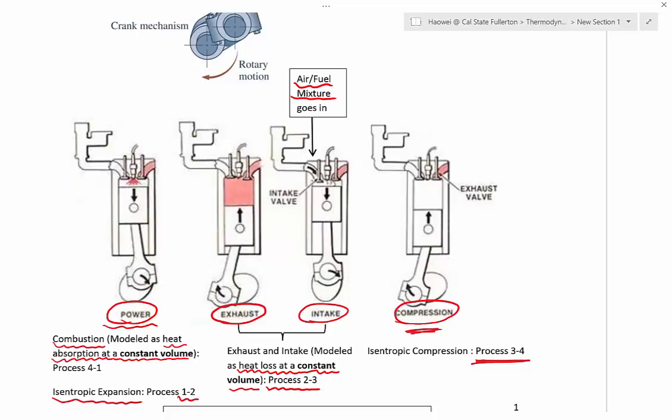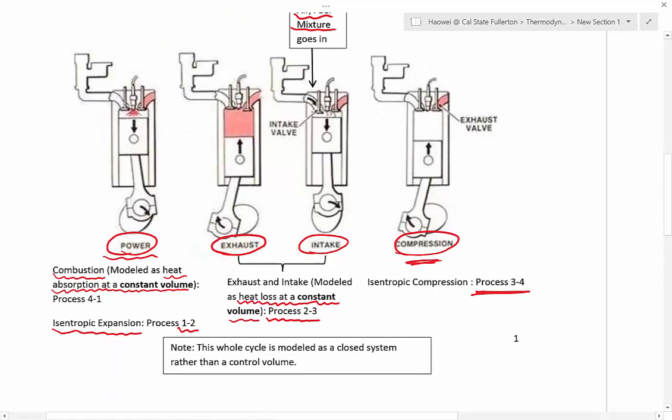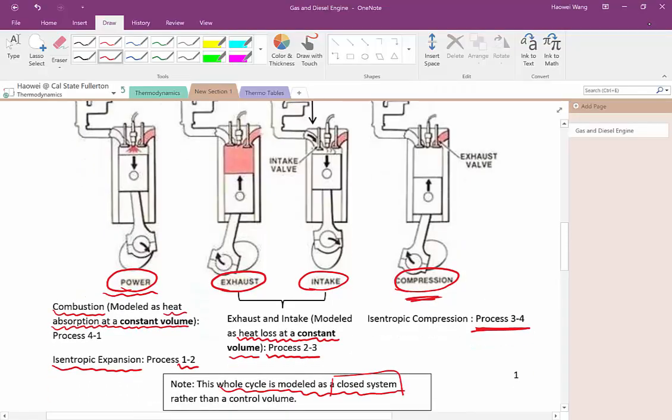Okay, so the only difference here is the whole cycle is modeled as a closed system. Keep that in mind. So when you use first law of thermodynamics, you have to choose the short version. Okay, so now let's go back to our notes and sketch the four steps.